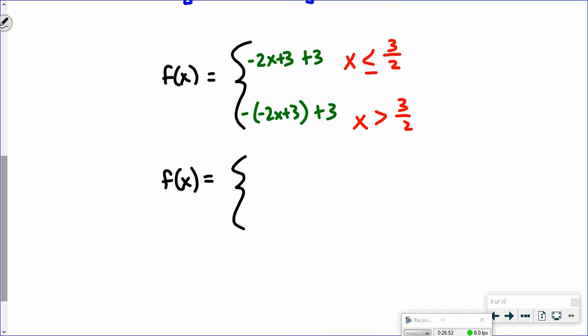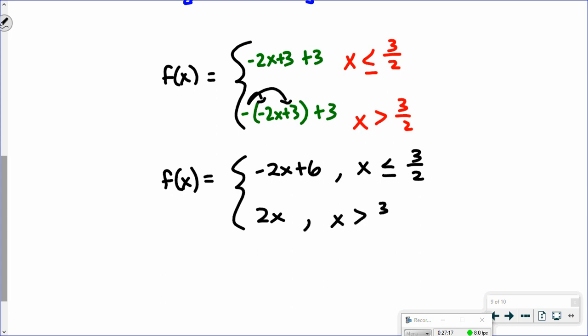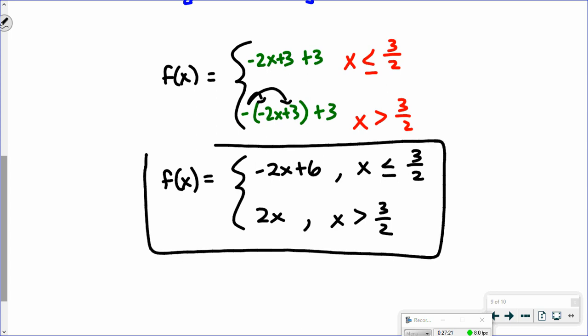Okay, so if I simplify, that's negative 2x, and then 3 plus 3 is 6, where x is less than or equal to 3 halves. Here, I distribute the negative, so that's positive 2x. And then negative 3 plus 3 is 0. So my linear functions would be these two, and that together is my piecewise function.